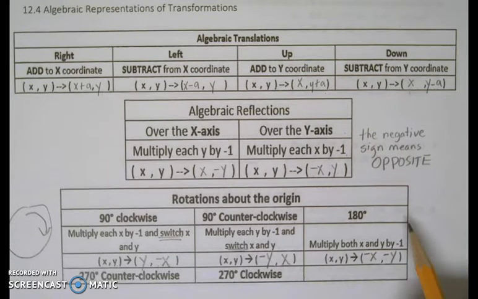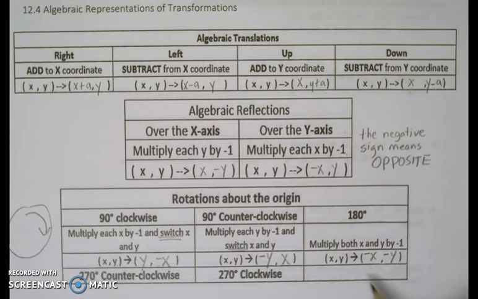When you're making a 180 degree rotation, you simply multiply both your x and y by -1. So they stay in x, y order, but you go to the opposite x and opposite y. Again, it does not mean negative. It means opposite x and opposite y.